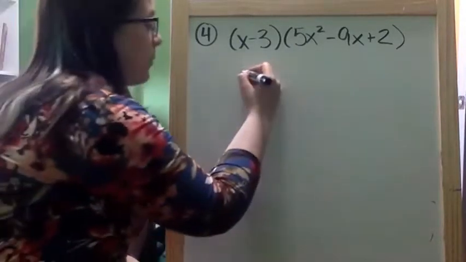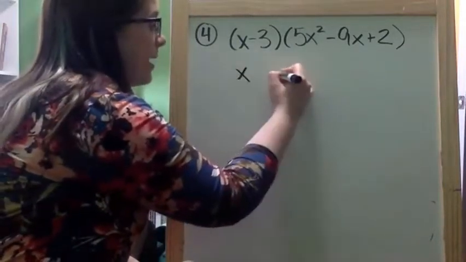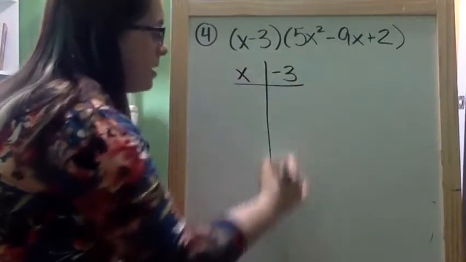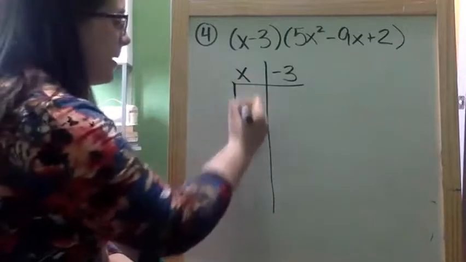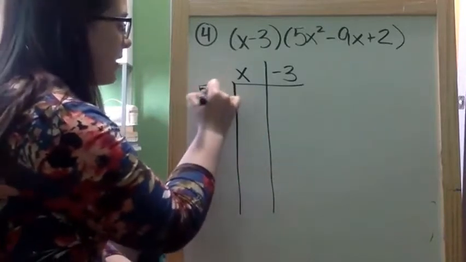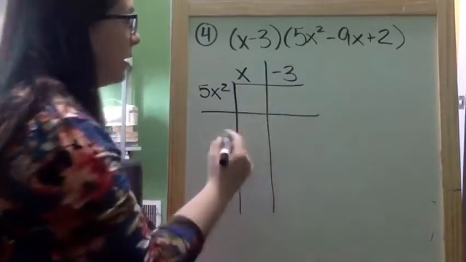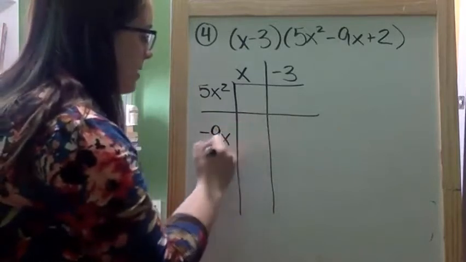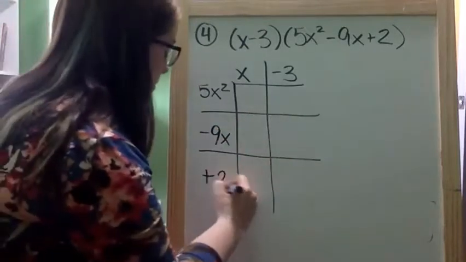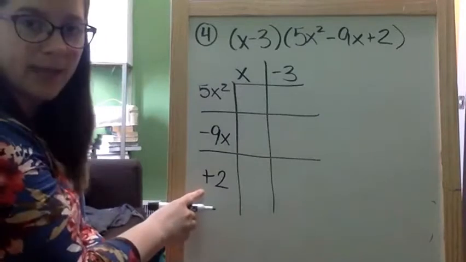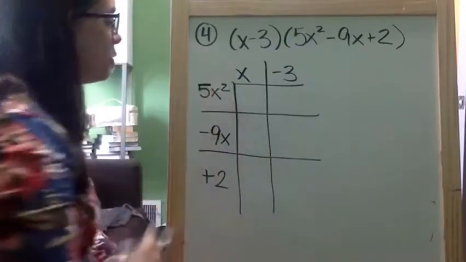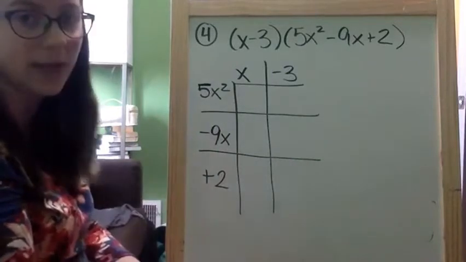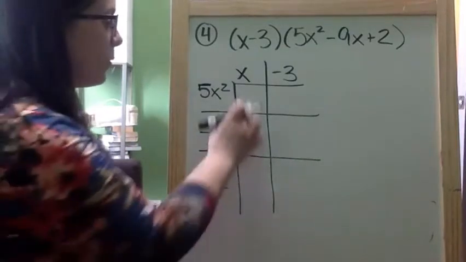So when I do that, just like I did before, I would put my x minus 3 across the top, just breaking it up by the terms. And then down the side, I have 5x squared minus 9x plus 2. So notice that I put my plus and my minus no matter what after the first term of each one, just to make sure that I remember what sign that was. And then I fill in with my multiplication.